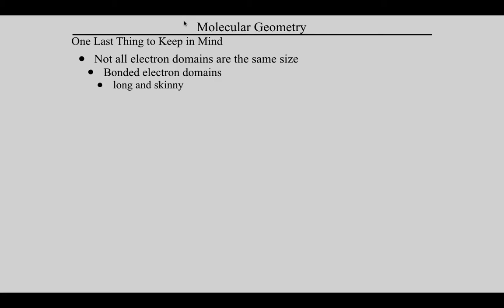Number three goes like this. Not all of these domains have the same shape and size. What you're going to find out, and you don't need to write this down because it's sort of the introductory idea, is that these things don't have the same size. So now picking up where it says bonded electron domains. Just write it down with me: bonded electron domains are long and skinny. So why would bonded electron domains be long and skinny? The answer is because they're being pulled on by two nuclei. And I'll show you what I mean in just a second.